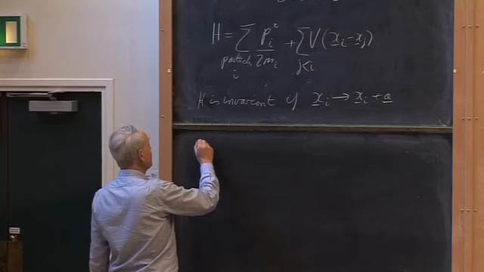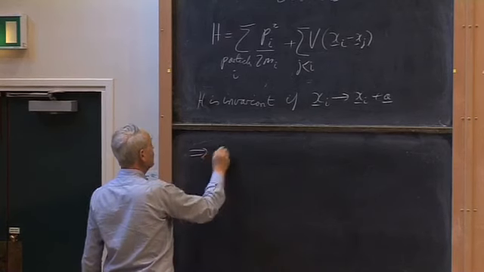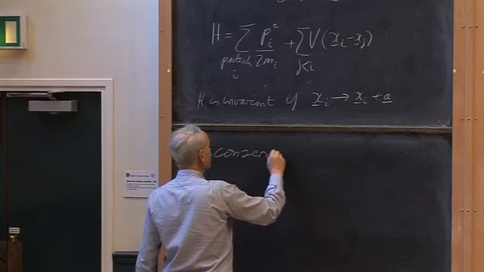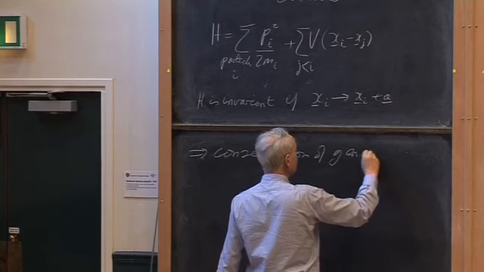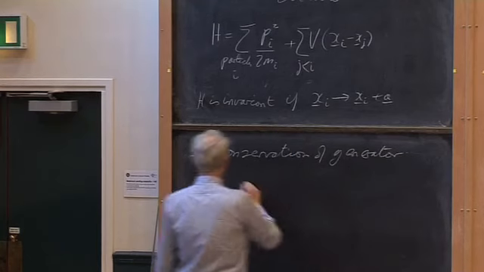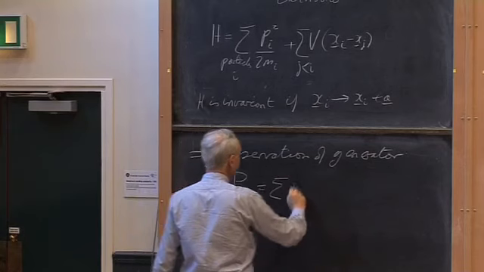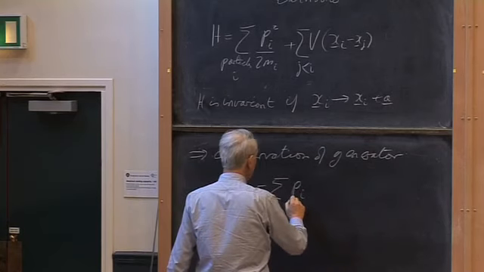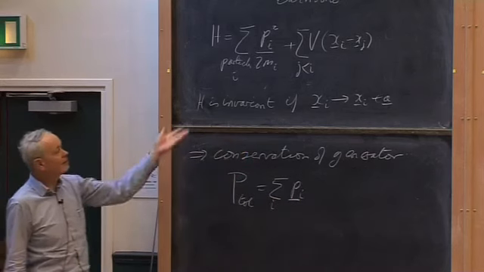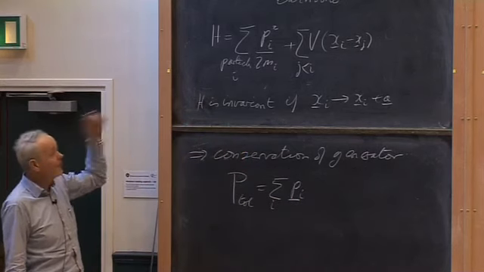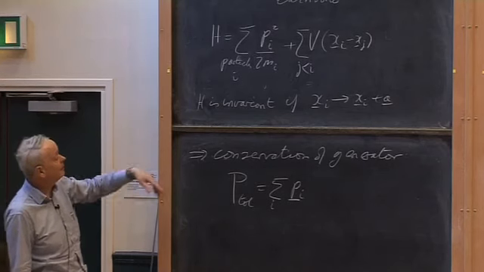So this transformation implies conservation of the generator, which is going to be the total momentum, being the sum of the momenta of the individual particles, which of course we recognize as the total momentum of this system is going to be conserved because action and reaction are equal and opposite, back to Sir Isaac Newton.